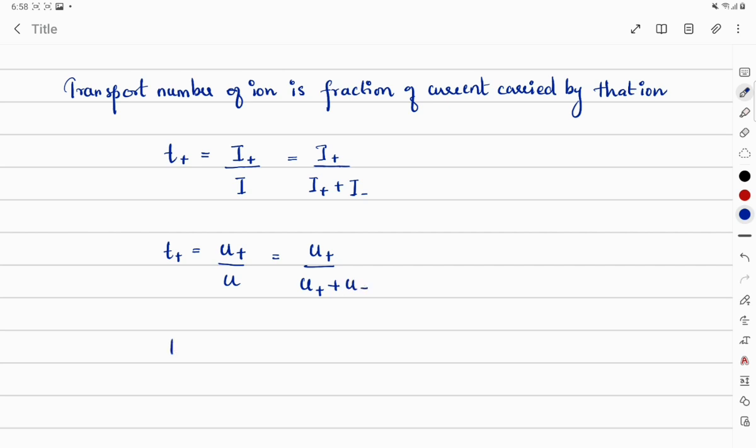Now let's write it in terms of conductivity also. U denotes velocity, speed as well as mobility. Now in terms of conductivity, we can represent with lambda. So lambda plus divided by total lambda, and total lambda will be lambda plus plus lambda minus, that is the conductivity of both the ions. Now this is how we will be representing the transport number of cation. In the same way we can represent the transport number of anion also, only a small change in the sign should be given. We can just do the exact same thing for anions.